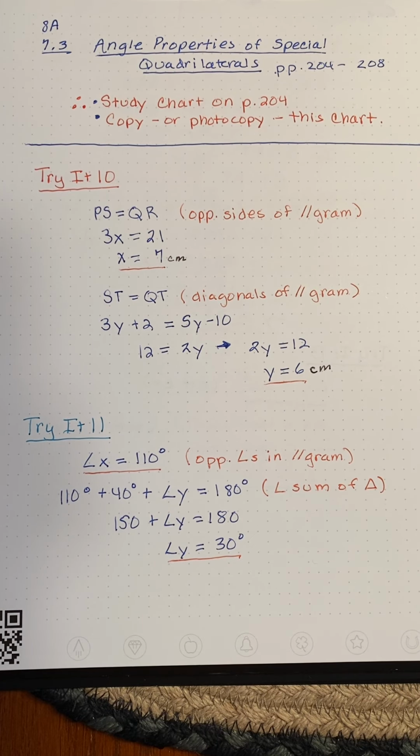So looking at that figure, in the figure, PQRS is a parallelogram. PS equals 3x centimeters. QR equals 21 centimeters. QT equals 5y minus 10 centimeters. ST equals 3y plus 2 centimeters. Find the values of x and y.